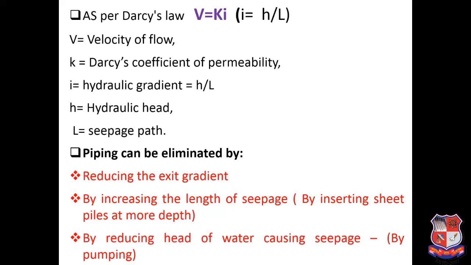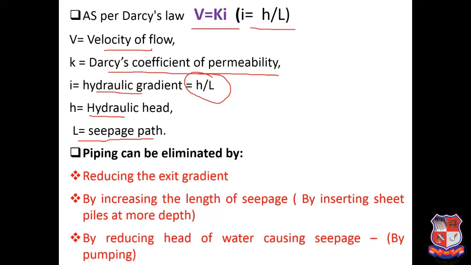So as per Darcy's law, we know that V is equal to Ki, and i is what? That is H upon L. So V is velocity of flow, K is Darcy's coefficient of permeability, i is hydraulic gradient, H by L, where H is hydraulic head and L is seepage length. So now what we want to do? We want to reduce this piping, or we want to eliminate it. So piping can be eliminated by reducing the exit gradient, क्योंकि हमको exit gradient करना है कम.